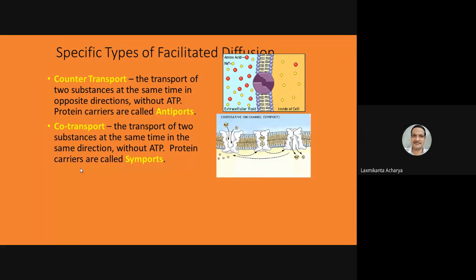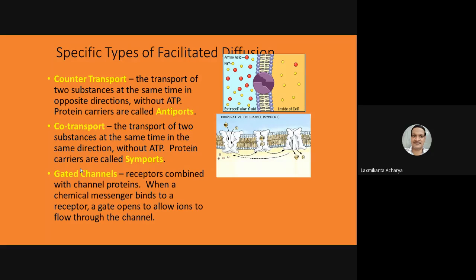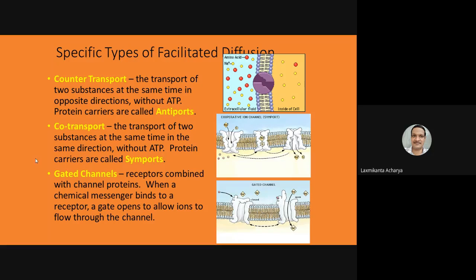So is it clear what is counter transport and what is co-transport? In co-transport, the movement of these substances takes place in the same direction at the same time, simultaneously. But in counter transport, though the transport happens simultaneously, they are in different, opposite directions. The carrier protein in the earlier case was symporter, and in the case of counter transport it is called antiporter.